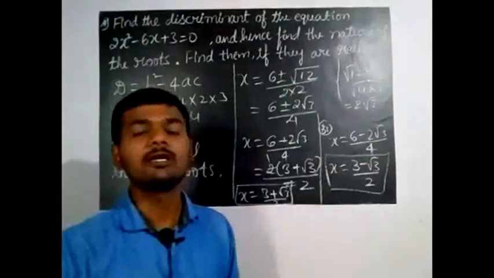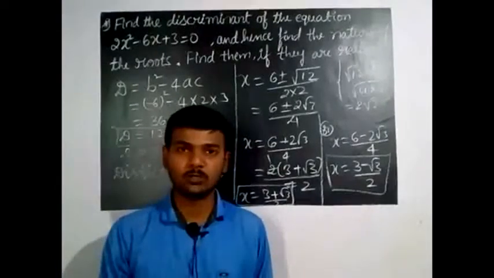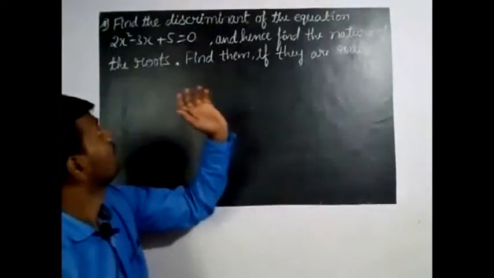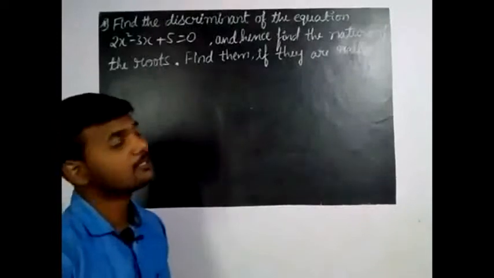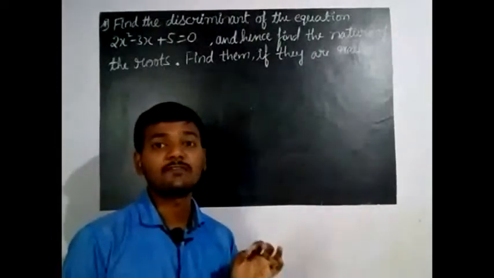Okay, so in this way we have to find the roots for the given quadratic equation. Let us see one more example. Find the discriminant of the equation 2x² - 3x + 5 = 0, and find the nature of the roots, and find the roots if they are real.